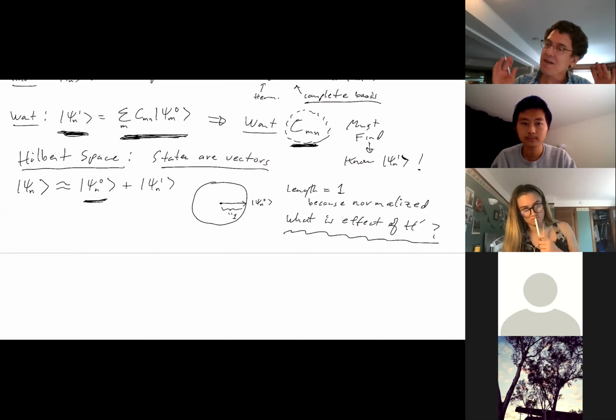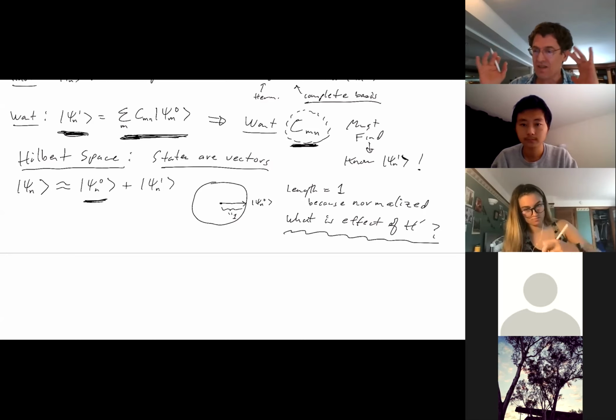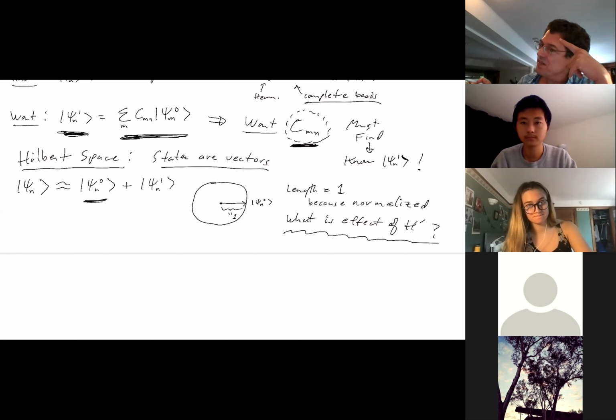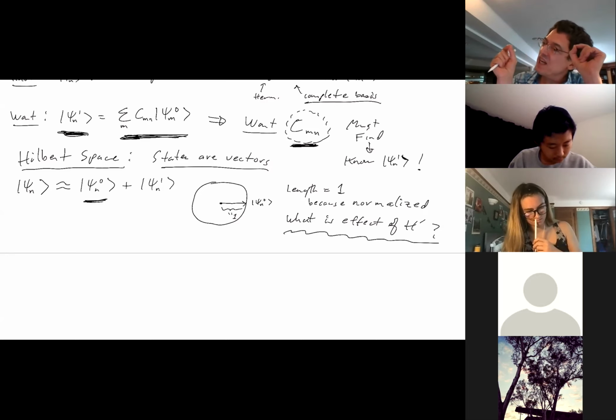Well, I'm not talking about energy. I'm talking about the state. The state is a vector. There is an energy associated with it. That's correct. It just gets scaled, like in length. Well, that's a good comment. So let's think about that for a second. If the length were to change, what effect would that have on the probabilistic interpretation of quantum mechanics?